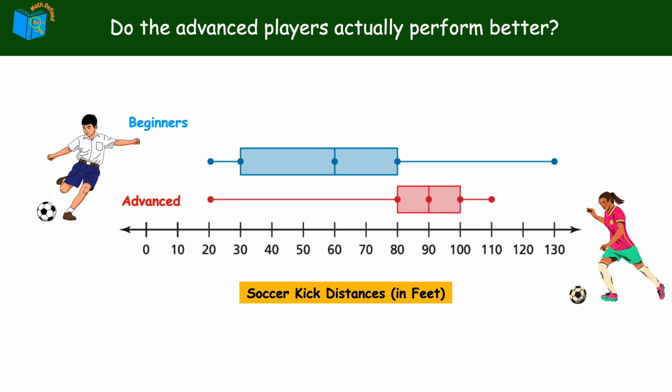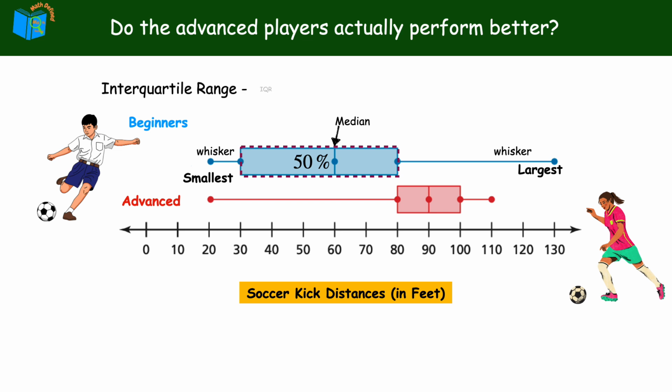Well, let's find out. Before we compare anything, let's take a minute to make sure we're comfortable reading this kind of graph. Here's a quick refresher on a Box-and-Whisker plot. The whiskers show the smallest and largest values. The box shows the middle 50% of the data where most of the values fall. The line inside the box is the median, which tells us a typical value for the group. And the interquartile range, or IQR, tells us how spread out that middle 50% is. And that's all we need to confidently start comparing these two sample groups.